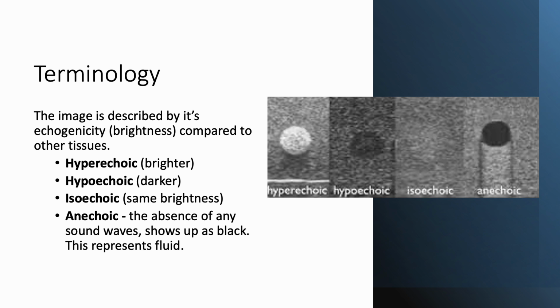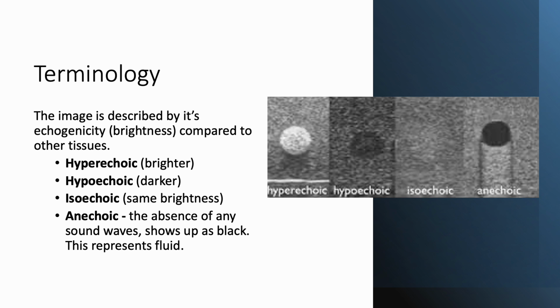Ultrasound has its own set of terminology, which is different than X-rays, and so we describe the appearance of something as its echogenicity, that's its brightness, and it's always in comparison to the tissues around it. So if something is hyperechoic, it is brighter or more white compared to the tissues around it. If something is hypoechoic, it's gray, but it's a darker gray compared to the tissues around it. If something is isoechoic, it is the same echogenicity, it is the same shade of gray compared to the tissues around it.